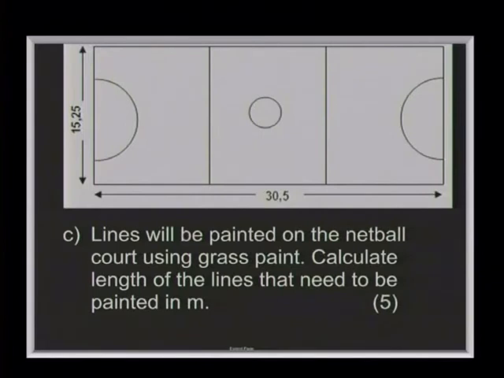Lines will be painted on the netball court using grass paint. Calculate the length of the lines that need to be painted in meters. Firstly, again, look at what they want the answer in: meters. Now, this kind of gives me a clue, because they want the answer in meters. I know I'm dealing with one dimension. What am I dealing with? I'm dealing with perimeter.